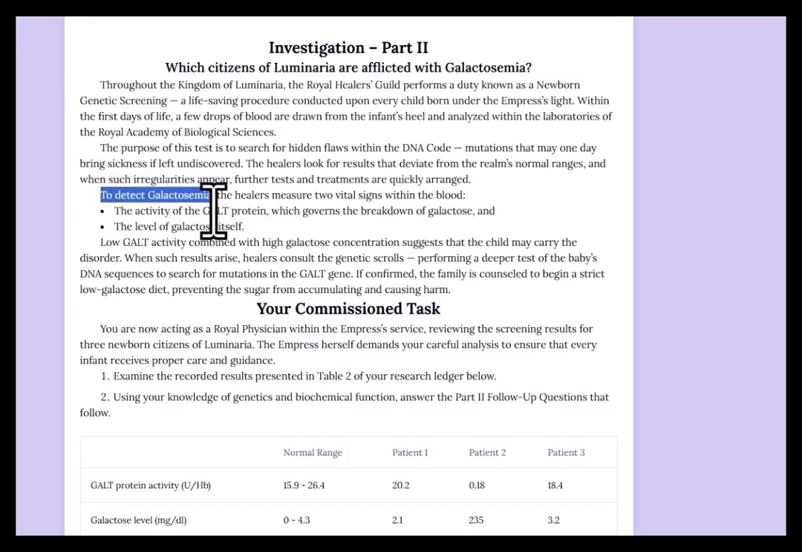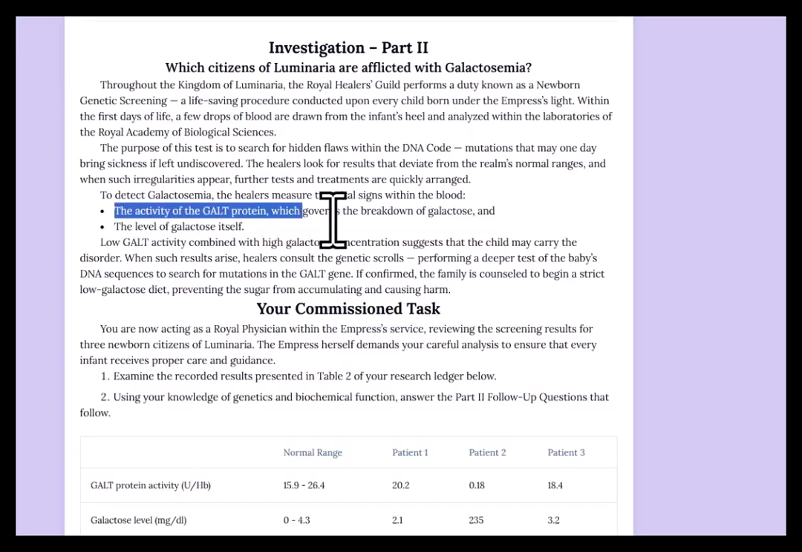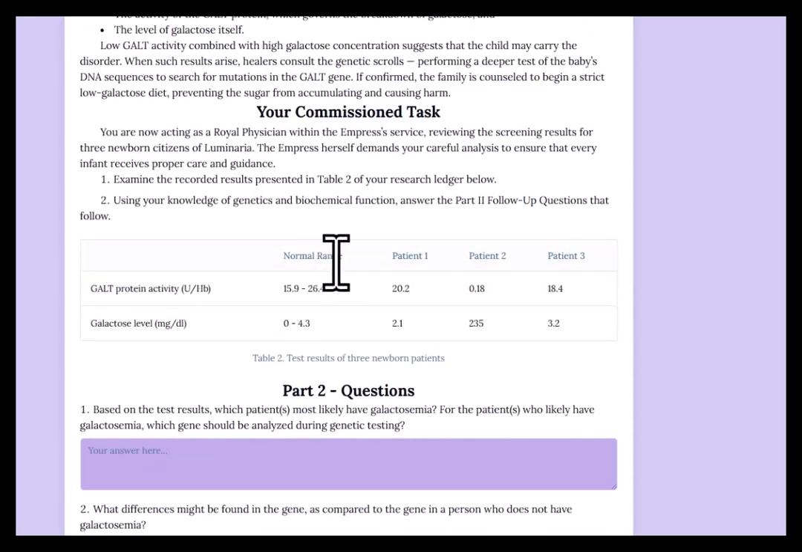So to detect galactosemia, the healers must measure 2 vital signs within the blood: the activity of the GALT protein, which breaks down galactose, and the level of galactose itself. So there have been 3 patients, and blood tests have been taken from those 3 patients, and the royal healers have measured the level of the GALT protein in the patient's blood and their galactose level in their blood. And you also have the normal range right here to give you what's considered the normal range of these things in a standard human range.